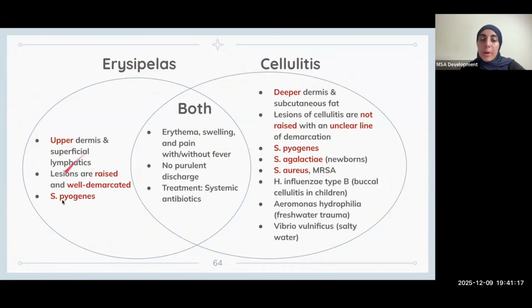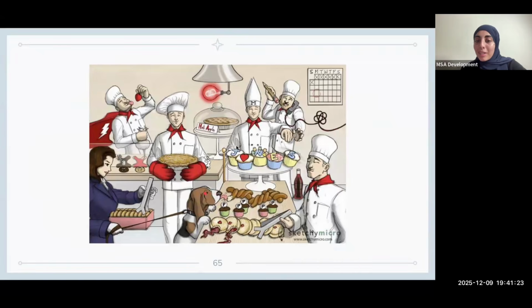Erysipelas only has strep pyogenes. Cellulitis can have strep pyogenes plus any of these other ones. And this is again sketchy for strep pyogenes, and you would remember the red gloves. This is for both erysipelas and cellulitis, okay? They can both be caused by this. But again, erysipelas, only strep pyogenes. No Staph aureus in erysipelas, only strep pyogenes.